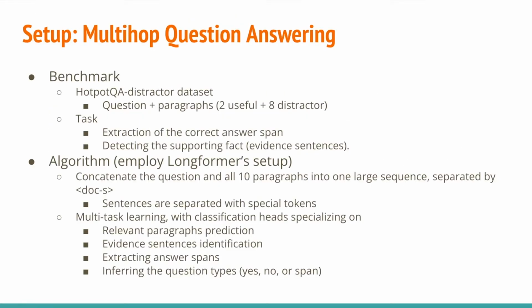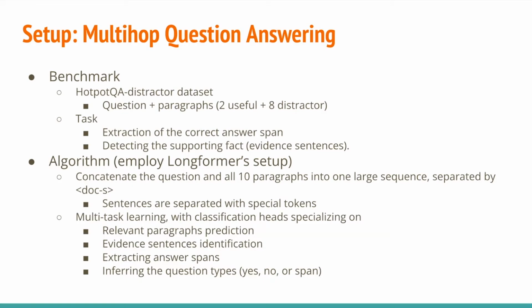So for the next task, it's called multi-hop question answering. Their benchmark is the HotpotQA distractor dataset. It contains a question and 10 paragraphs, 2 of which are useful, containing actual evidence, and 8 of them are distractors, so they are garbage for this question. The first task is to extract the correct answer spans from the given paragraphs. And the second task is detecting the supporting facts, so detecting the evidence sentences.